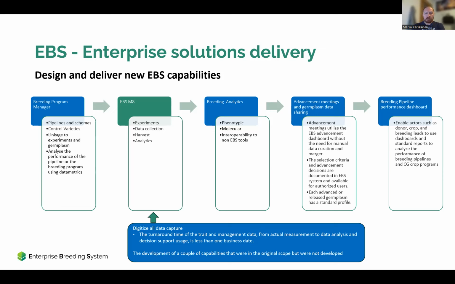And then for reporting, donors, lead breeders, and crop leads all need to be able to know what's going on and how well the pipeline is performing. So we are planning to develop a dashboard that provides different types of visualization about the performance of the breeding pipelines or the whole program in general. So those are the highlights that we are proposing to develop and deliver in the future. Next slide, please.